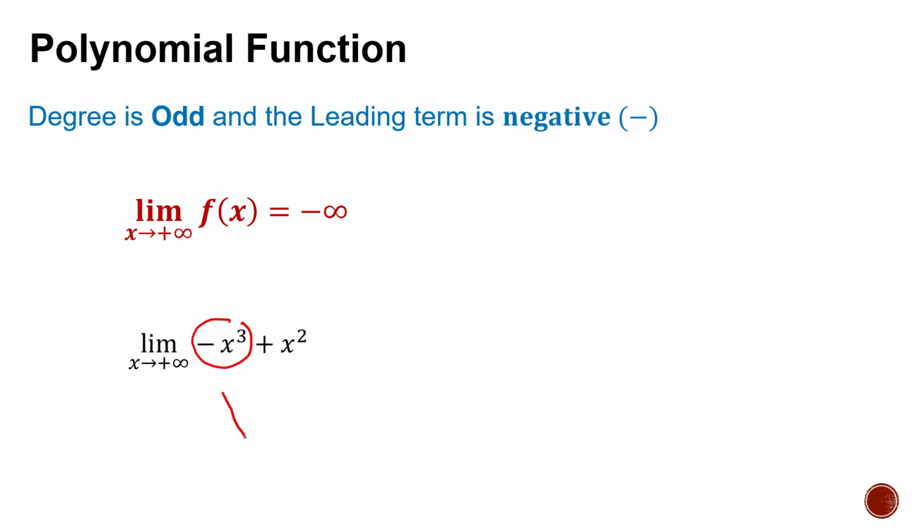If you again look at the graphical representation of this, the left end of the graph is like this, the right end will be here. We're focused on the right end because the question is as x approaches positive infinity. As you can see, the y values there are going to be increasingly negative.